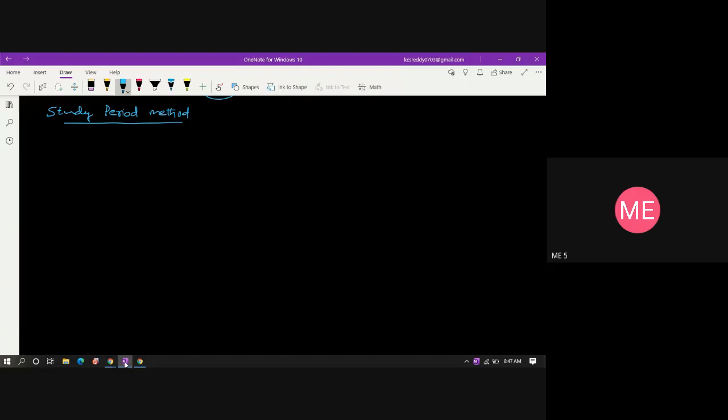based on the LCM and repeated. So we are repeating the same cash flow diagram. Another name for it is the repeated cash flow diagram method. And the second one is the study period method.